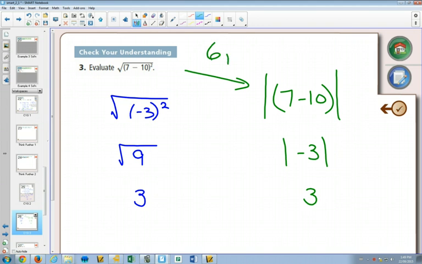So questions you can do for this one are 6, 10, and 11.